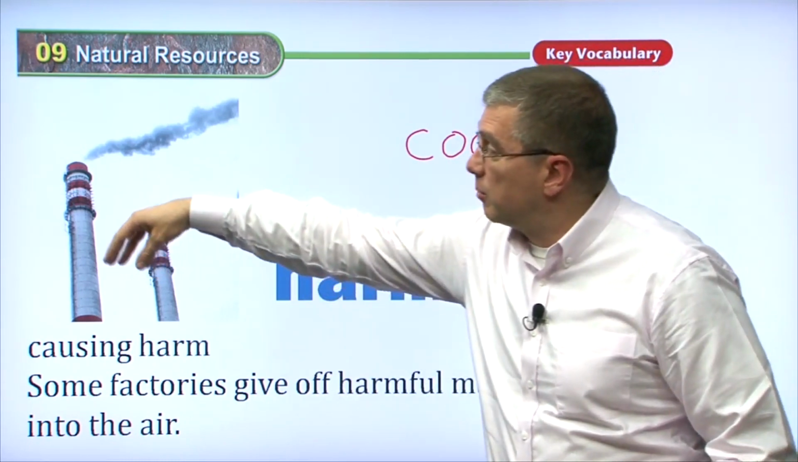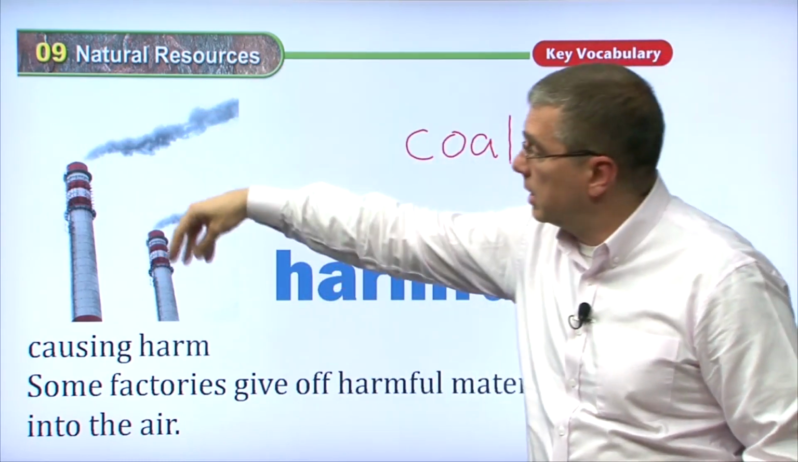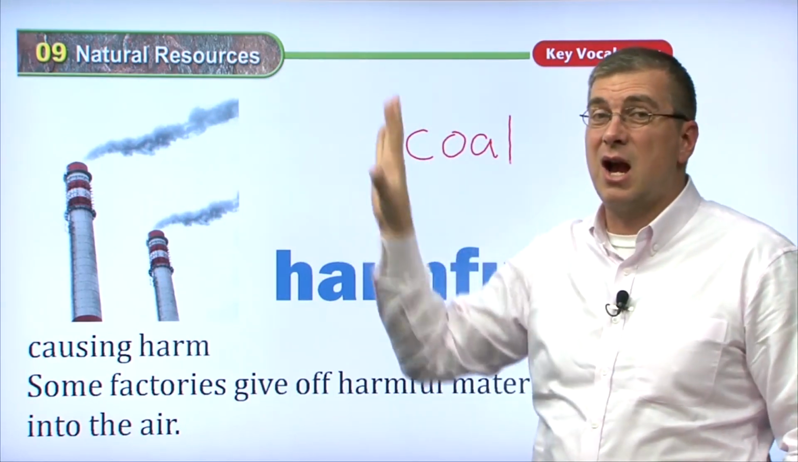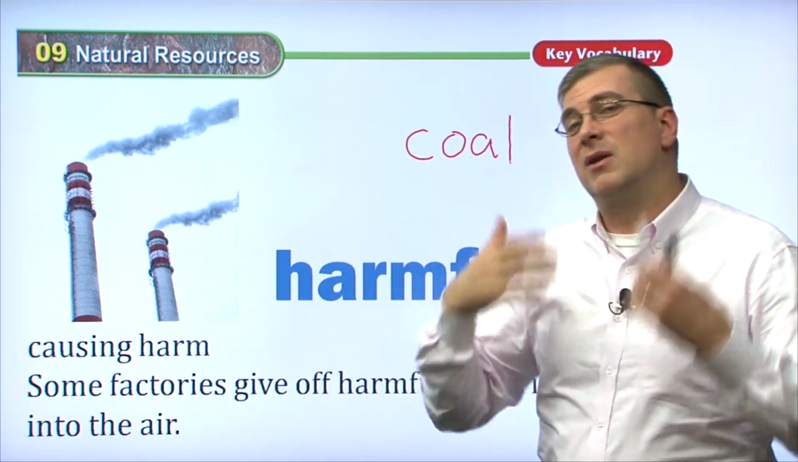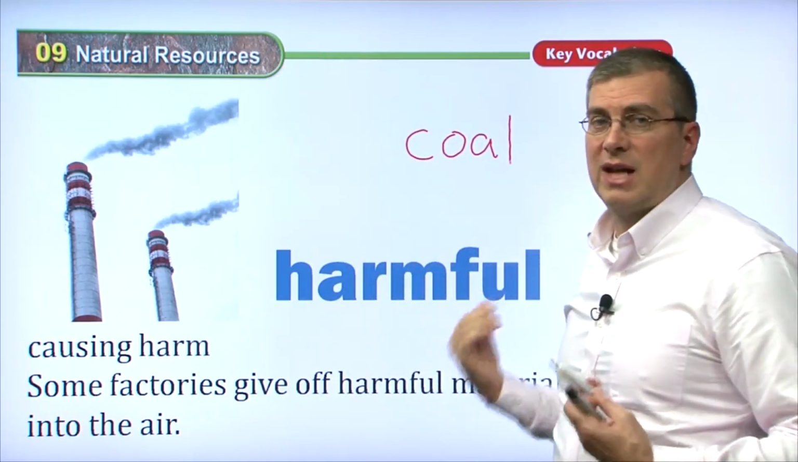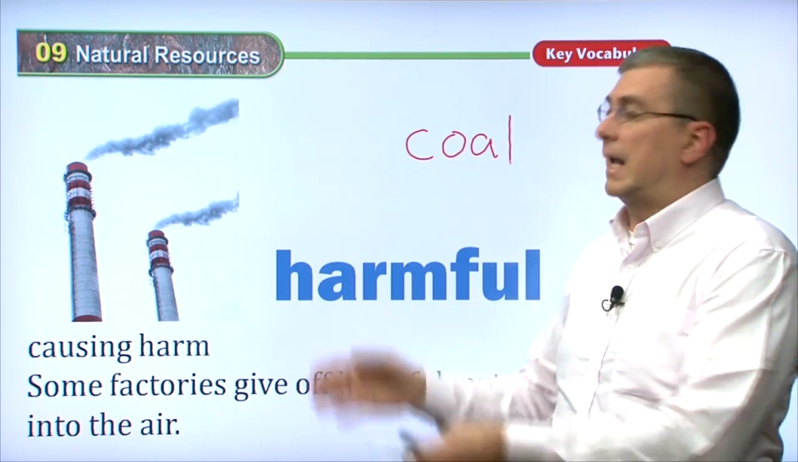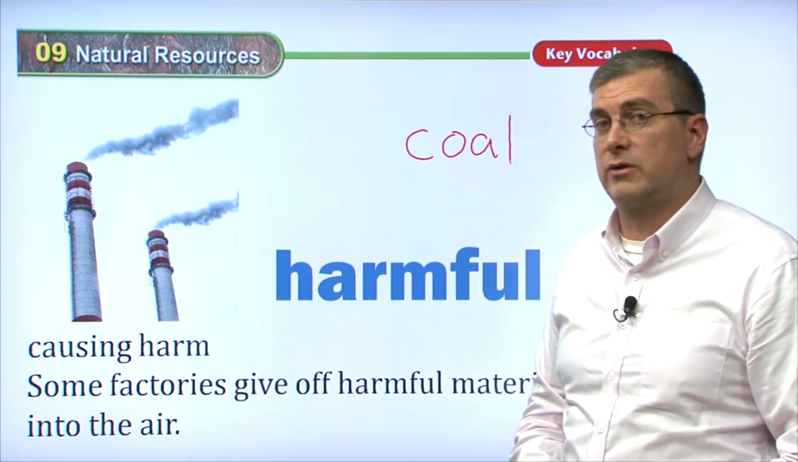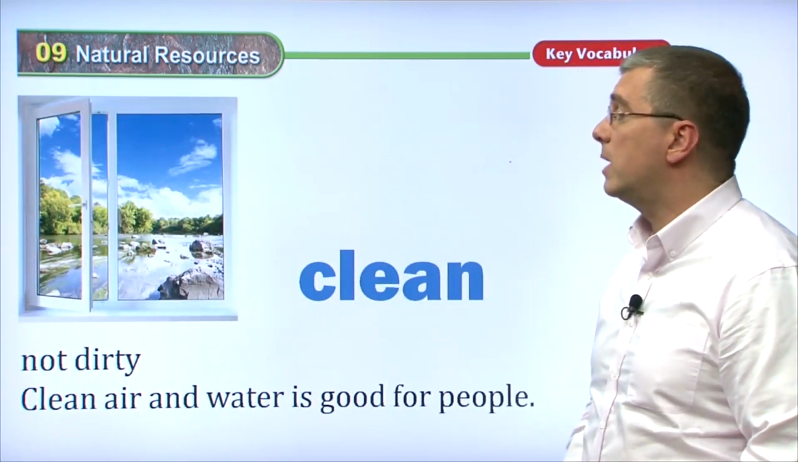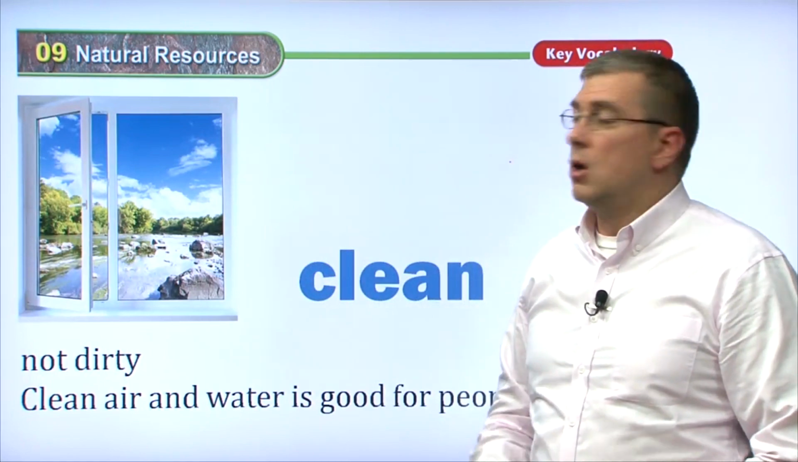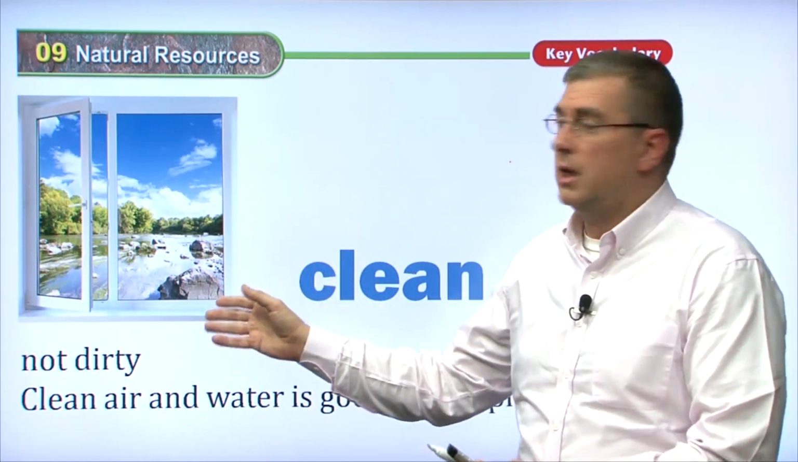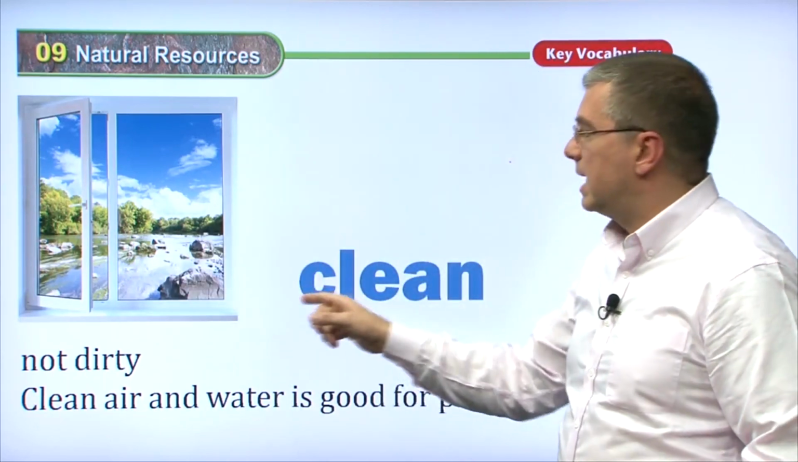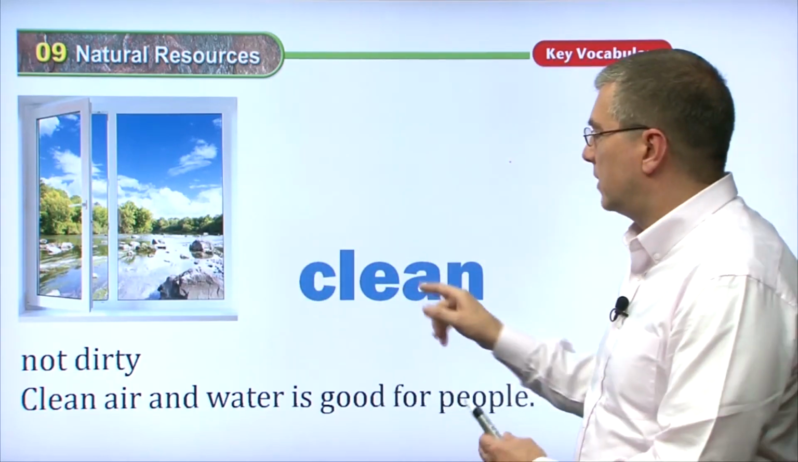What happens when you burn something? You get a lot of smoke. And if there's a lot of smoke in the air, that's not good for the atmosphere. If we breathe it, that can be harmful to us. If it falls down and gets into our water, that can be harmful to us. So we have to be careful how we use natural resources. We want to protect the environment. We want to keep our environment clean. We don't want to cut down too many trees. We don't want to use up all the water.